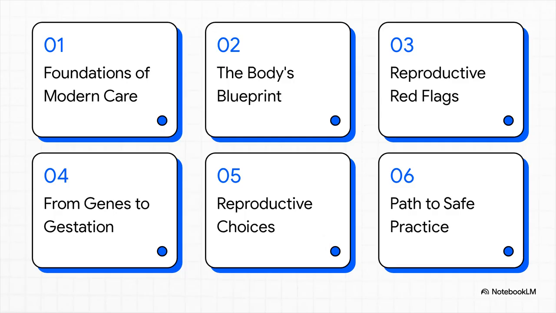All right, so here's our game plan. We've broken this review down into 6 key sections. We'll start with the foundations of modern care because understanding your patients is always step 1. Then we'll dive into the amazing changes of pregnancy in the body's blueprint. Section 3 is all about reproductive red flags, those common disorders you have to know. Then in Section 4, we'll trace fetal development from genes to gestation. Section 5 will cover reproductive choices, and we'll wrap it all up in Section 6 by connecting everything back to your path to safe practice.